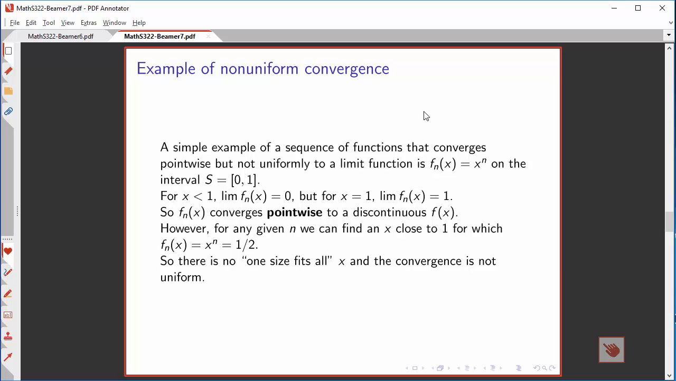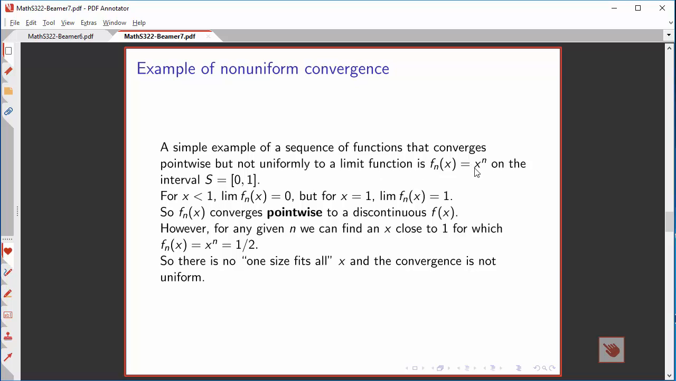Let me now try to convince you that it's possible to have pointwise convergence without uniform convergence. And I think the simplest example is one I've already mentioned. F sub n of x is the nth power function, and the set we will choose, capital S, is the closed interval from 0 to 1.